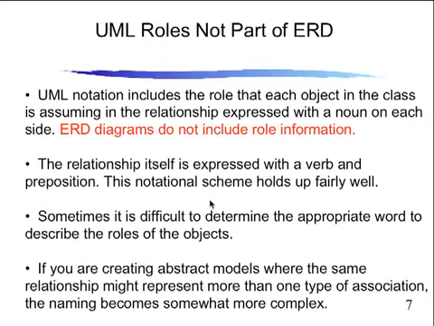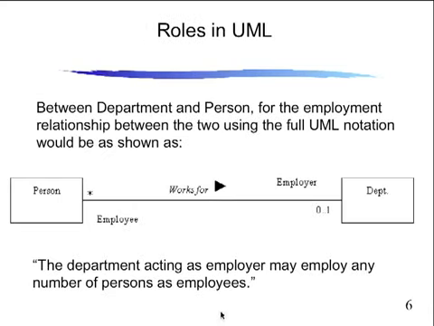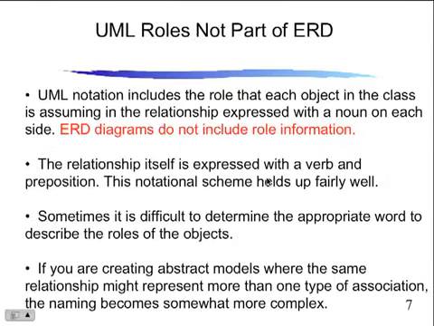So the notation includes the role, and each one of the objects in the class is assuming the relationship that's expressed. And entity relationship diagrams do not include the role information. So that would actually be improper to put the two roles on here. And the relationship itself is expressed by a verb. Well, it's the same thing. The relationship is a verb. Students take classes in an entity relationship world.